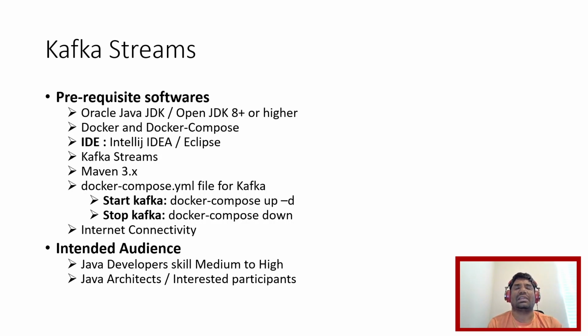And Kafka Streams is the library which we need to download from the Maven repository, because here I'm using Maven as the build tool, and Docker Compose YAML to bring up and bring down the local broker, and internet connectivity because I'm downloading the broker Docker image from the internet. That's the reason I use internet. If you have it running locally, you don't need to do it. The intended audience are Java developers, medium to high skill set, and Java architects.